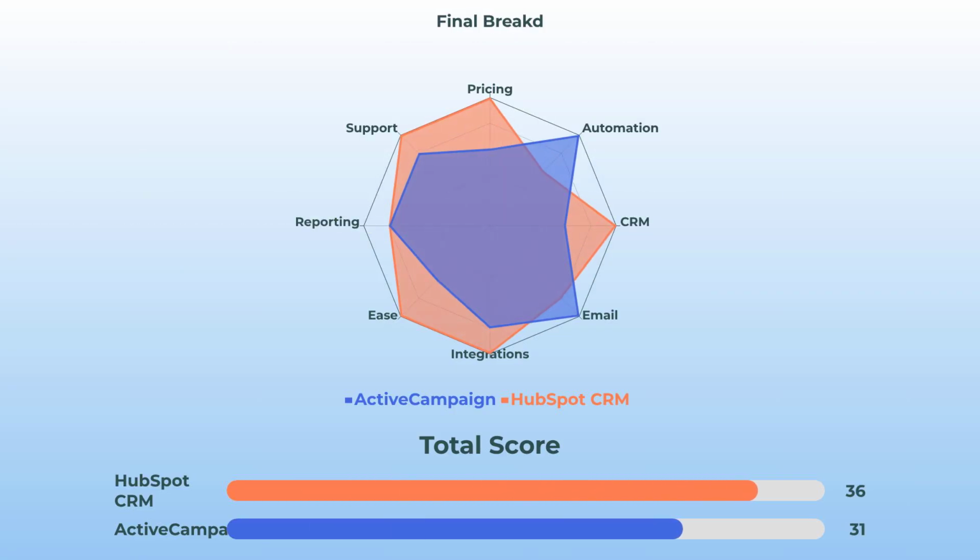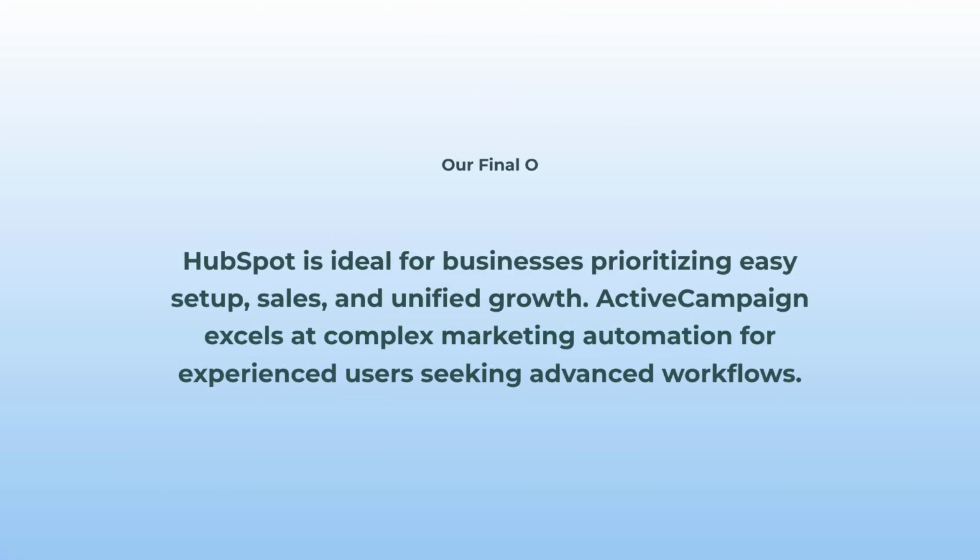Just zooming out for a sec, when you line up all the categories, you start to see where each platform flexes. HubSpot's ahead in ease, community, and the all-important wallet friendliness, while ActiveCampaign is dominating in sheer automation horsepower and email wizardry. So, who should you actually pick?